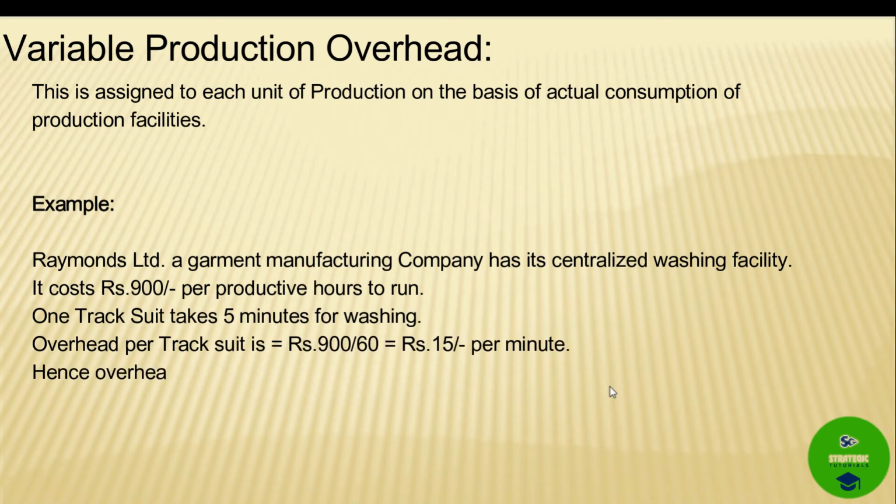Example: Raymond's Limited is a garment manufacturing company that has a centralized washing facility. It costs 900 rupees per productive hour to run. One tracksuit takes 5 minutes for washing. So overhead per minute is rupees 900 divided by 60, which is 15 per minute. Hence the overhead per tracksuit should be 5 minutes into rupees 15, that is 75 rupees.